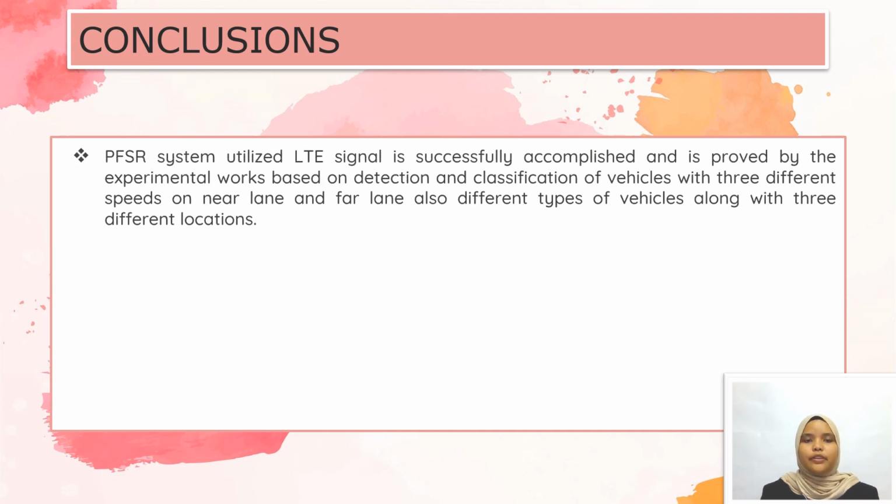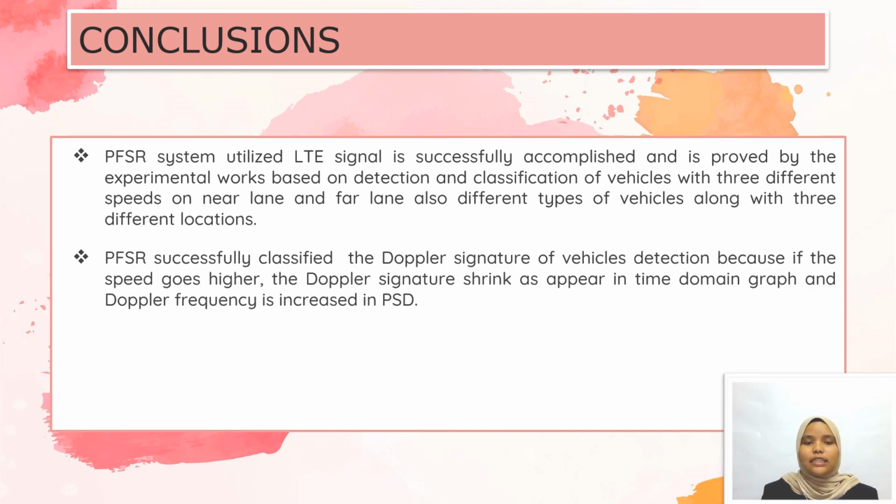The PFSR system utilizing LTE signal is successfully accomplished and is proved by the experimental works based on detection and classification of vehicles with 3 different speeds on the near lane and far lane, also different types of vehicles along with 3 different locations. PFSR successfully classified the Doppler signature of vehicle detection because as the speed goes higher, the Doppler signature shrinks as appears in the time domain graph and the Doppler frequency is increased in power spectral density.